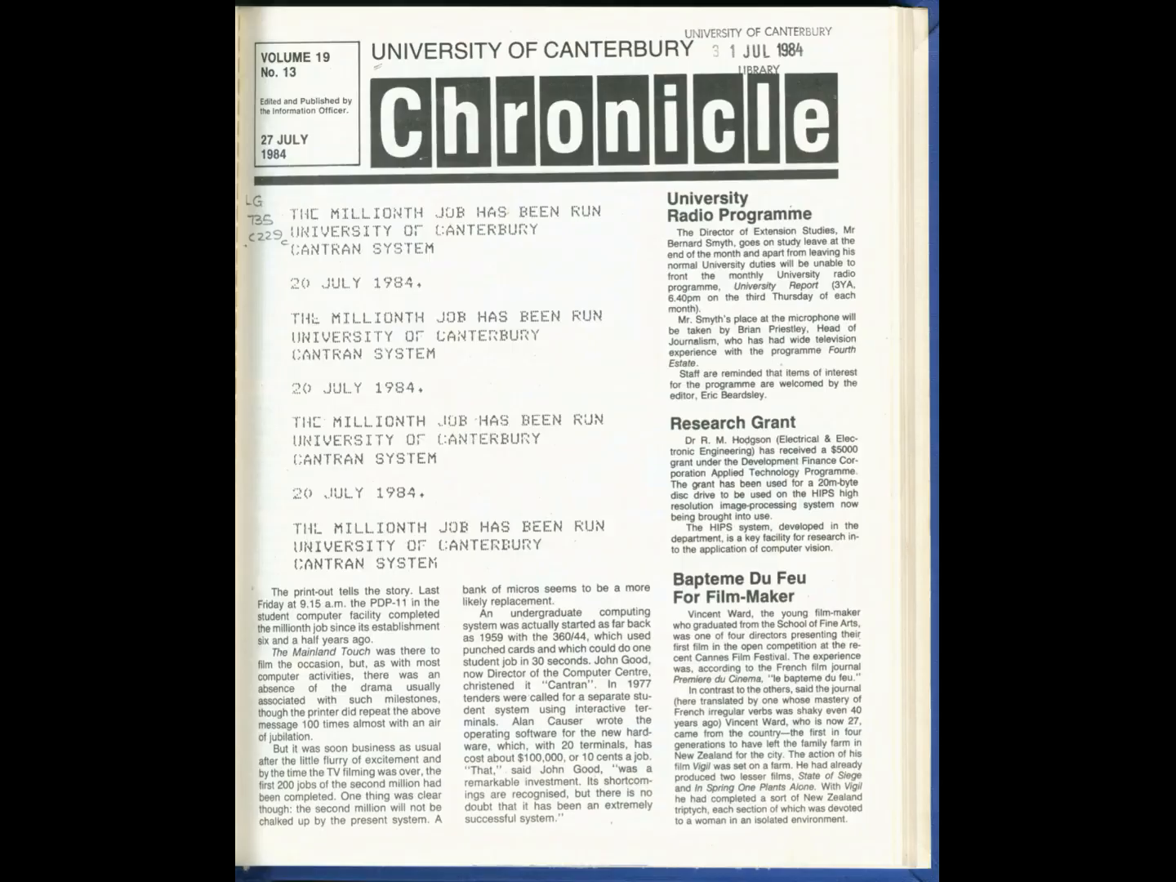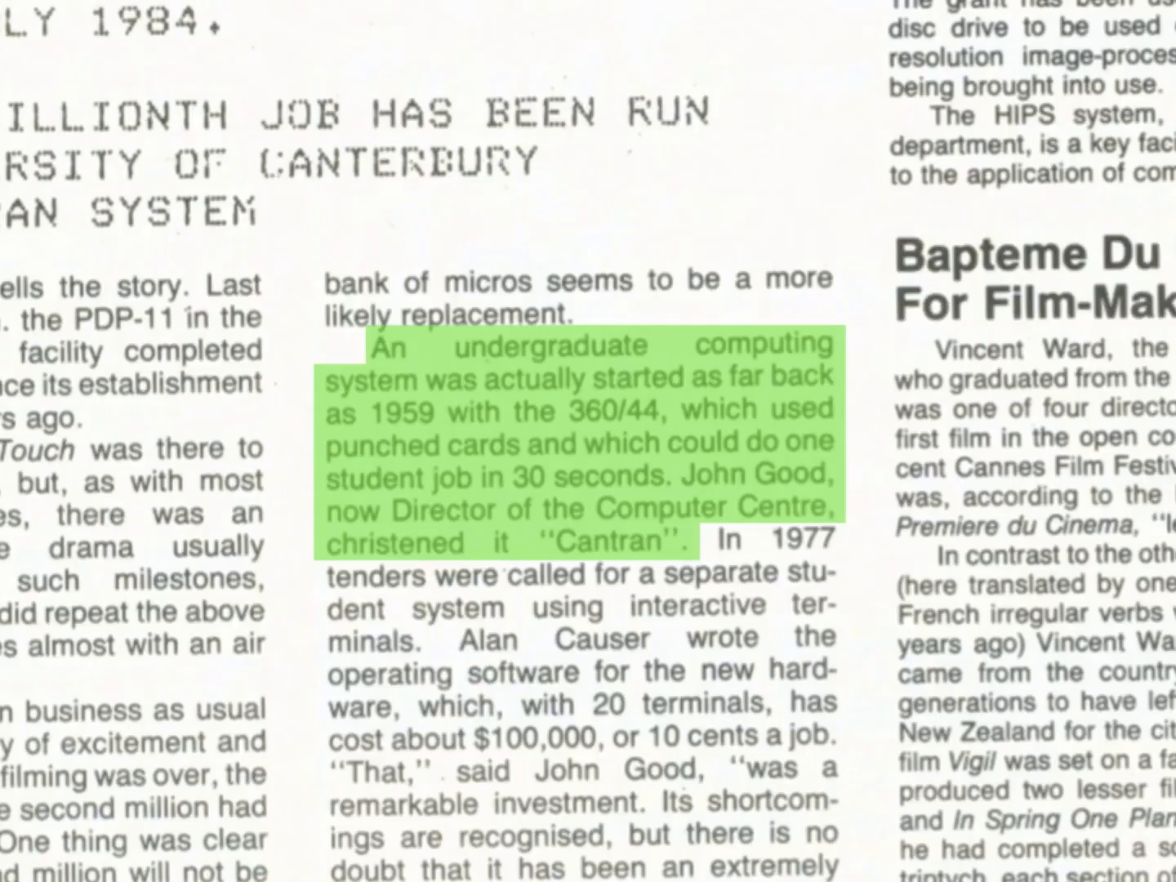I did some Googling to see if I could find out any more about CANTRAN on the web. There's very little out there, but I did find this old page from the university's Chronicle about it running its millionth job in 1984, a couple of years after I used it. That's not very interesting in itself, but this paragraph reveals that the PDP-11 wasn't the first machine that CANTRAN ran on. It actually started its life on the university's first computer, an IBM System 360.